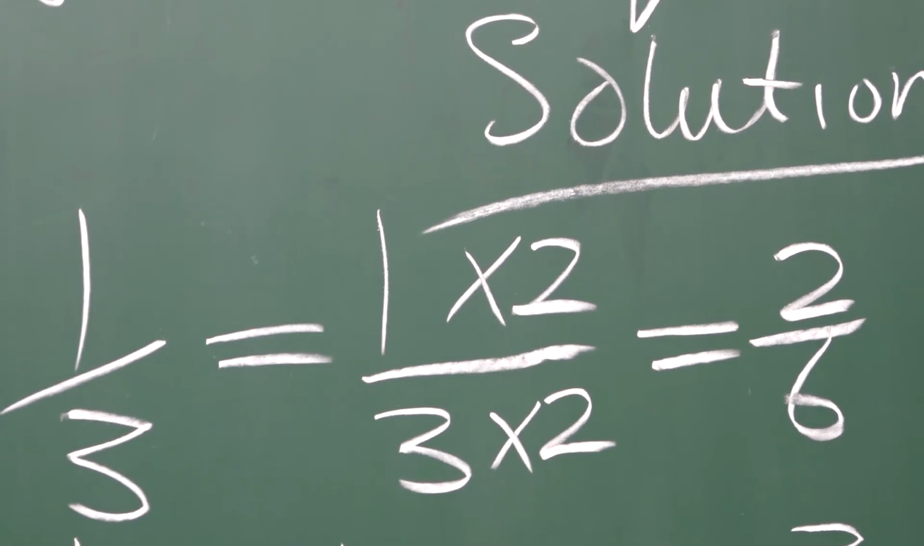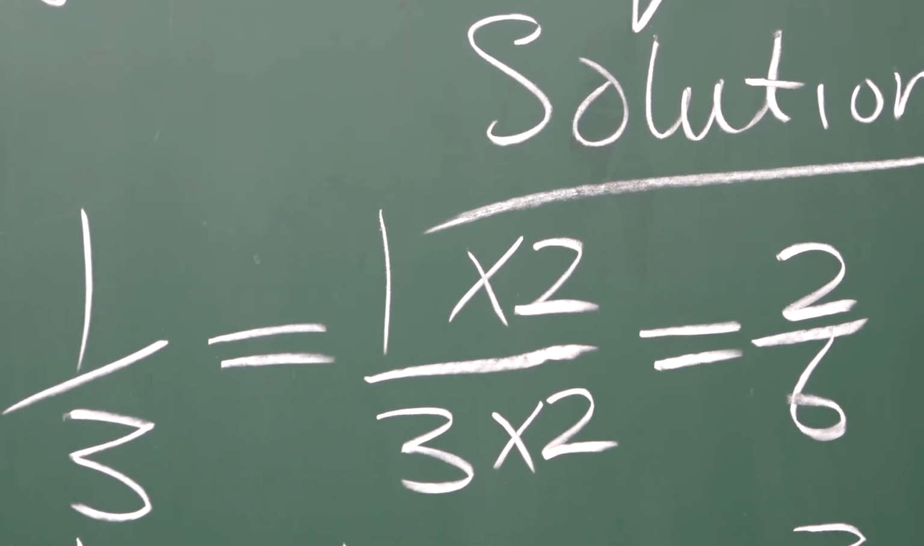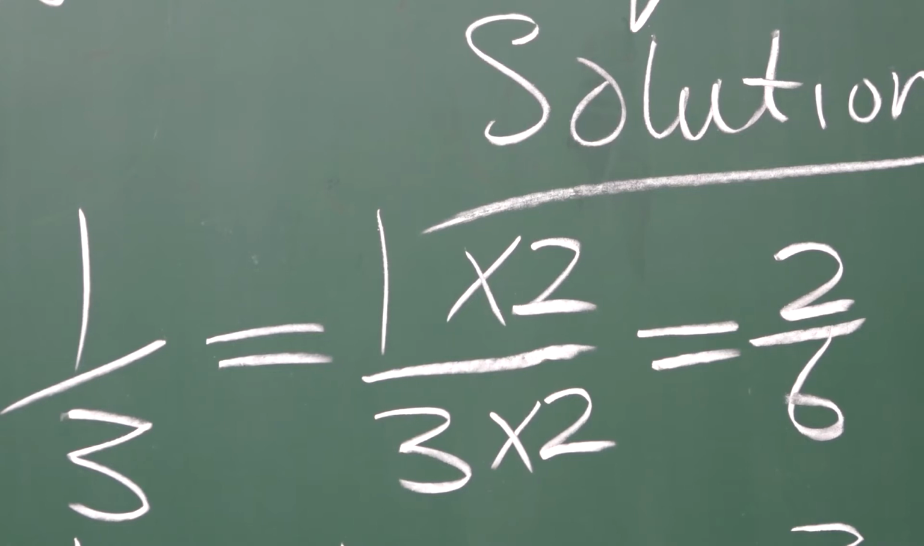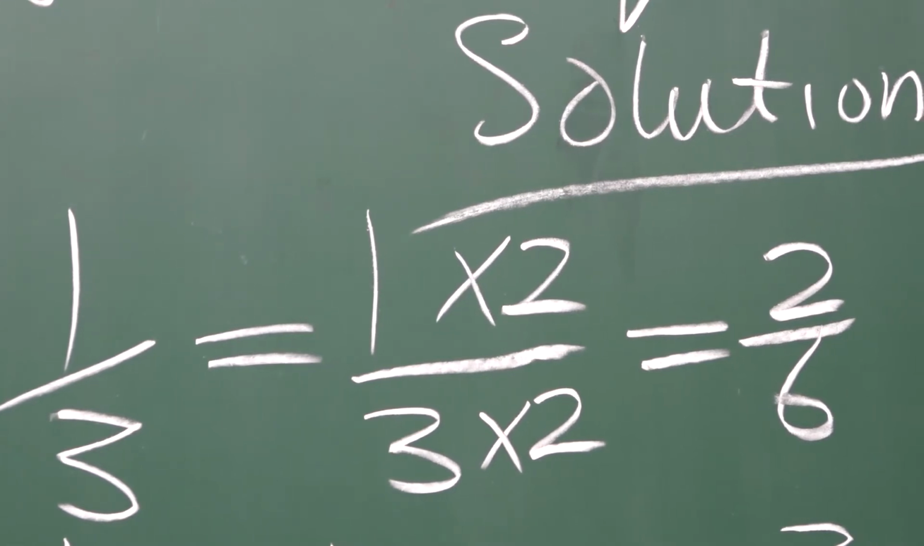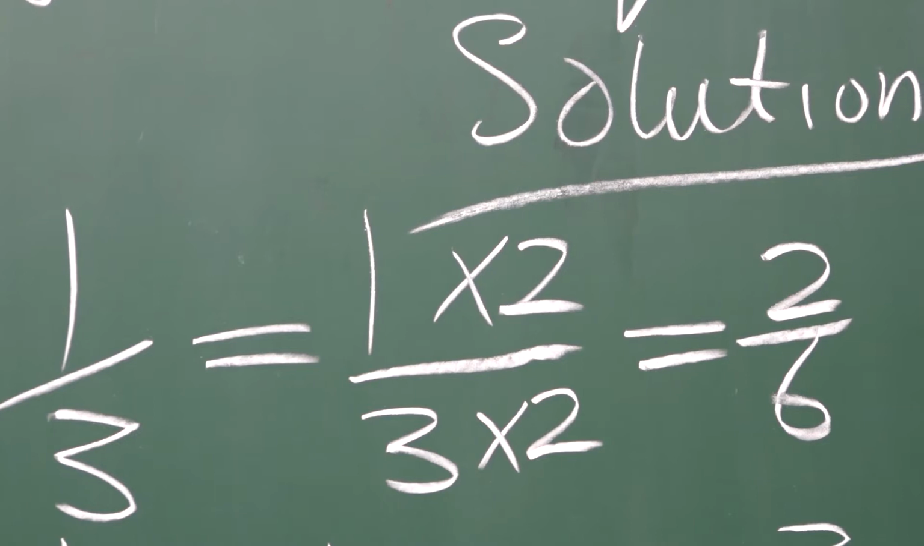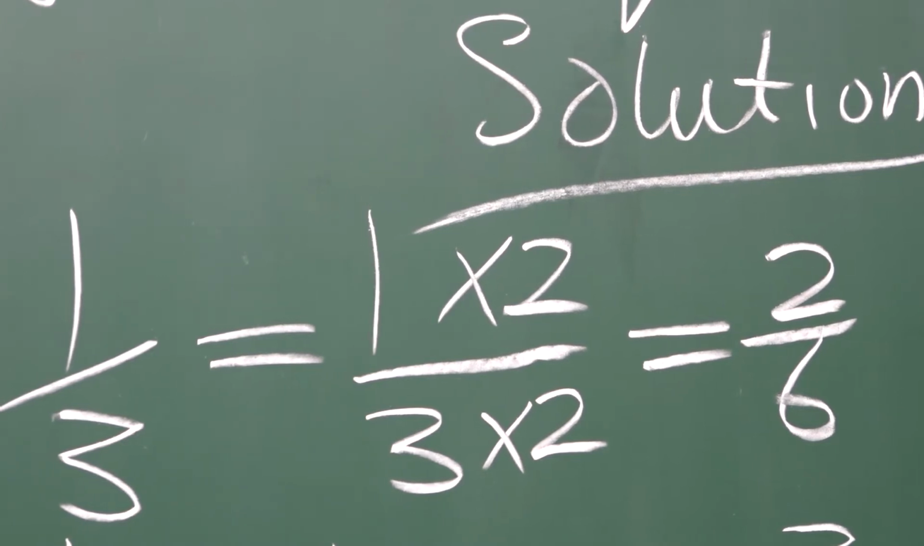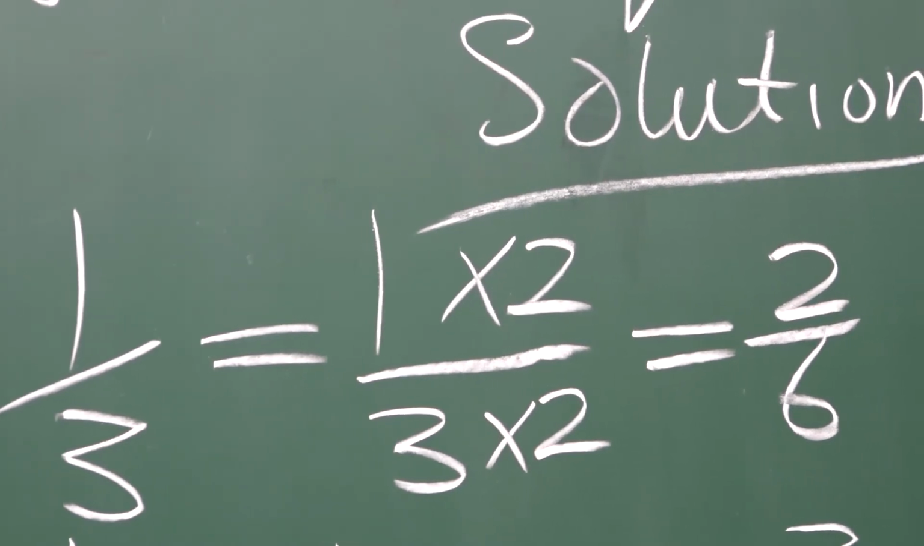2 over 6 is equivalent to 1 over 3. What does that mean? If you reduce 2 over 6 to the lowest term, you are going to have the same thing, 1 over 3, which is the fraction we are looking for.